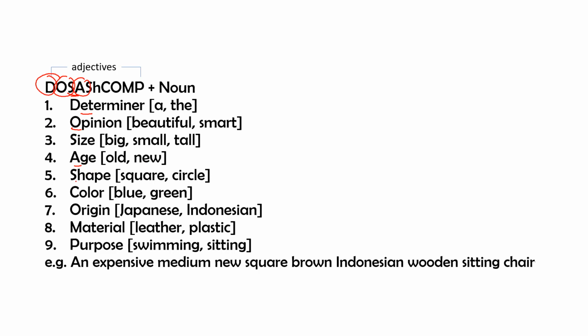Sh is shape, like square, circle. C is color, like blue, green, brown, and so on. O is origin: Japanese, Indonesian. M is material, like leather, plastics. P is purpose, like swimming and sitting. For example, in the phrase, an expensive, medium, new, square, brown, Indonesian, wooden, sitting chair, chair is the noun, and all of these are the adjectives.